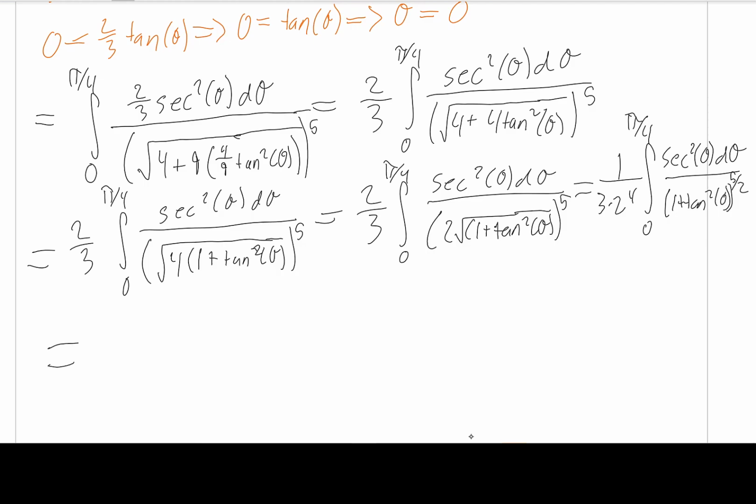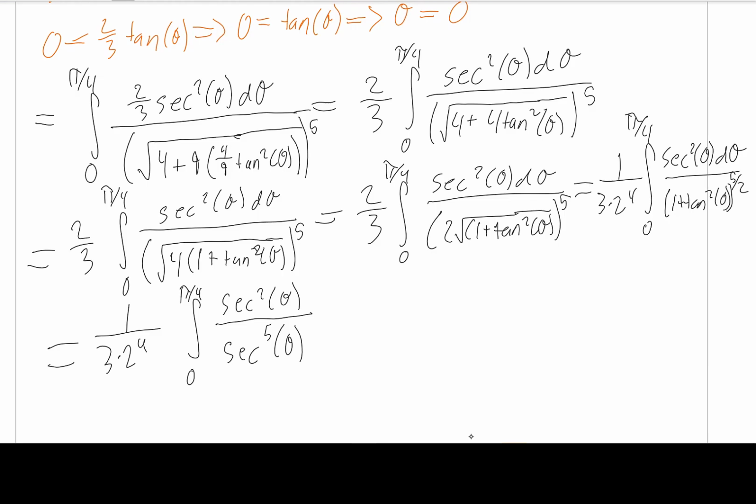So then this becomes 1 over 3 times 2 to the 4th the integral from 0 to pi over 4 of secant squared theta. 1 plus tangent squared theta is secant squared theta. If I take a square root of that, that'll give me secant theta, so then this becomes secant to the 5th theta on bottom. Alright, now that I'm there, we'll proceed to move on by trying to actually integrate this.